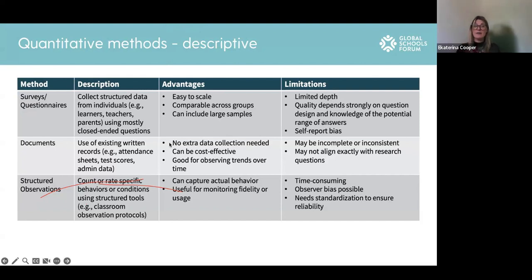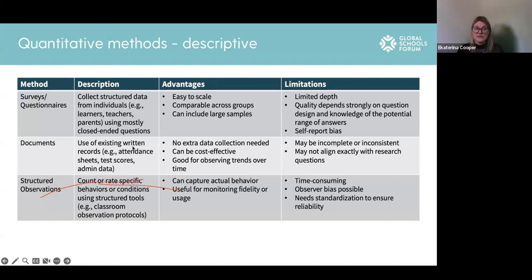There are documents that are records that may reflect attendance or test scores or any other measures that are already in place. We can easily get access to them. It's cost effective, and it allows us to observe trends over time, how things improved or changed over some period of time. Sometimes we may not be able to reach those, or they may not be very closely aligned to what we want to know or the questions we have to ask. And of course, they may be inconsistent or incomplete in the way they were filed or stored.